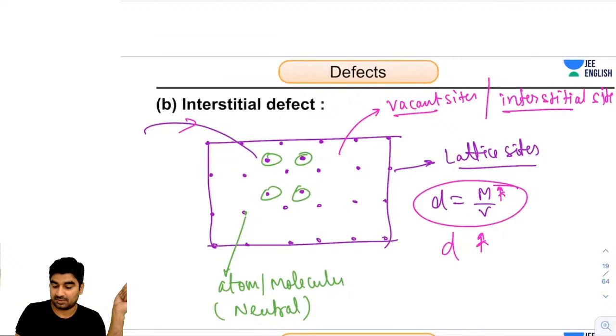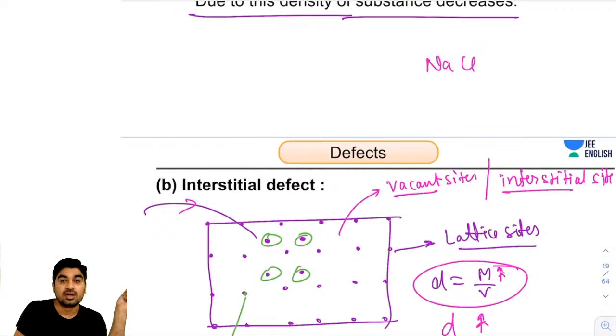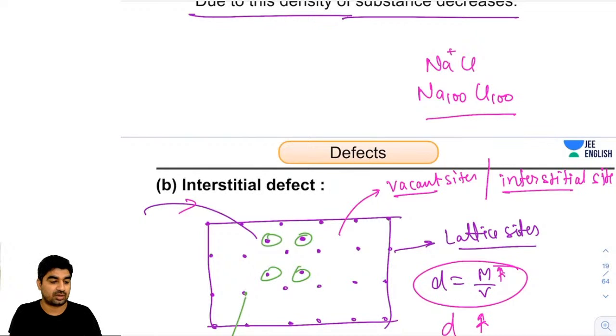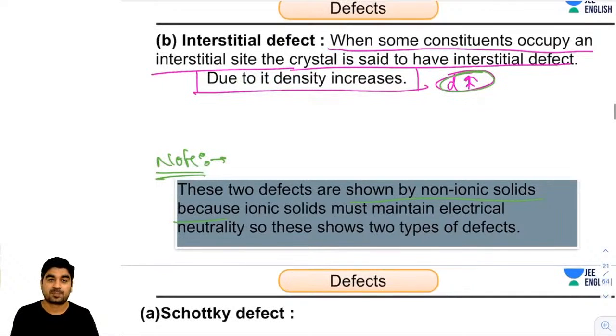But in case of ions guys, what happens if I'm taking NaCl? So guys, if there are 100 Na, then there must be 100 chlorine. So ratio of cation to anion must be maintained. Tell me. Ratio of cation to anion must be maintained. So guys, these vacancy defect and interstitial defect I'm talking about, these are shown by only what? Note it down, non-ionic solids. Because in case of ionic solids, you have to maintain the electrical neutrality.